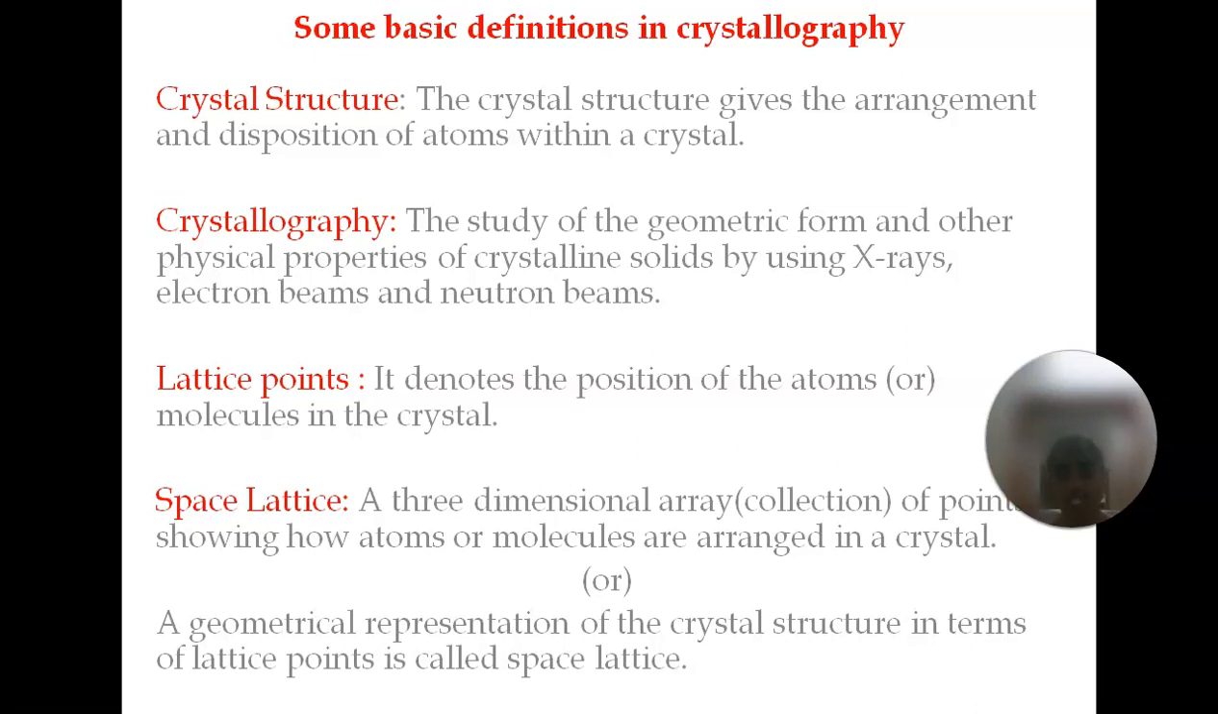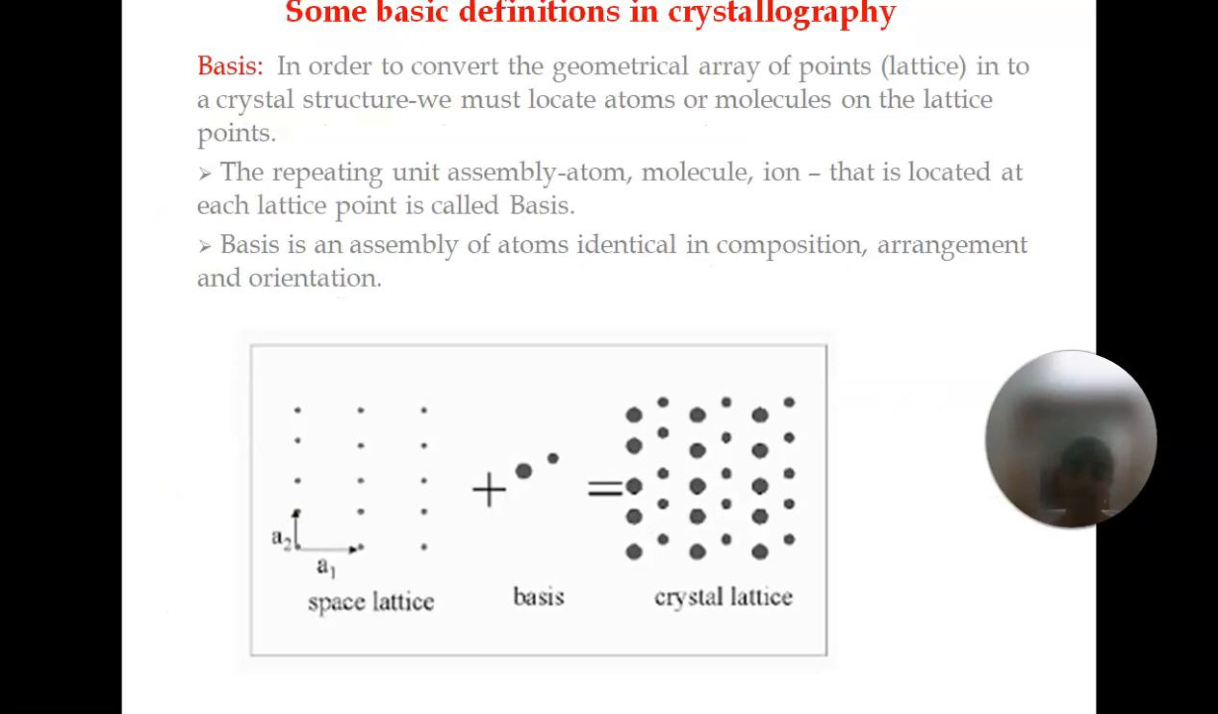Okay, so before coming to the structure, the base is called lattice points. It denotes that portion of the atoms or molecules in the crystal. The points we connect to give a structure are called lattice points. And since we are drawing these points or atom arrangements in space, that is in three directions, coordinates x, y and z axis, this is called space lattice. A three-dimensional array or collection of points showing how these atoms are arranged is called a space lattice. Simply, it is a geometrical representation of the crystal structure in terms of lattice points.